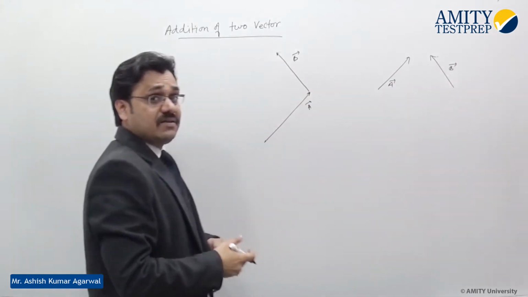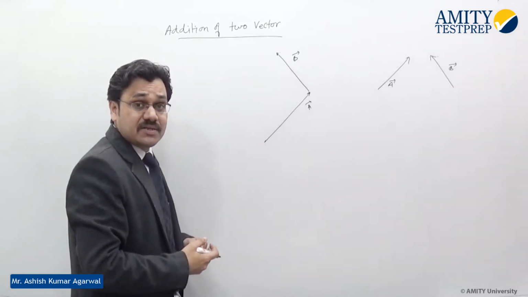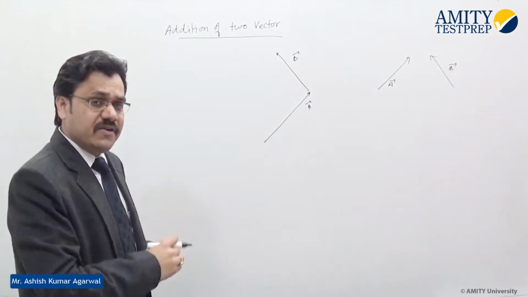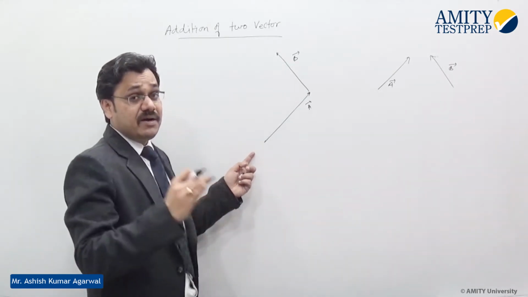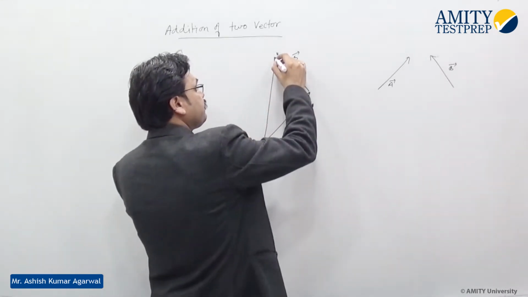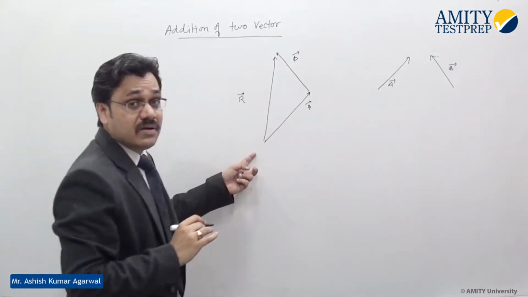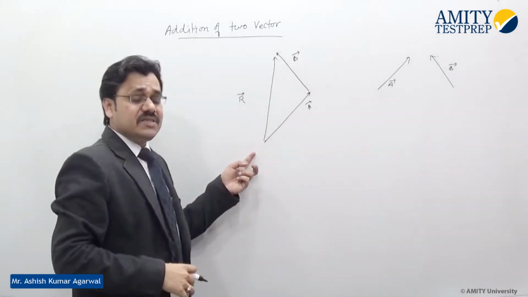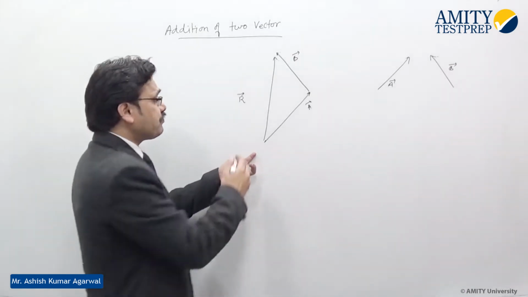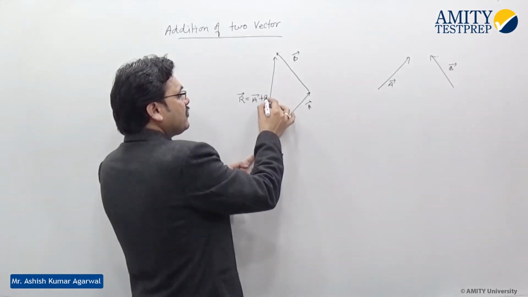Now if you want to add these, the resultant of these two vectors is given by a vector which starts from the tail of the first and ends at the head of the second. It means this one, this R vector, which we have already discussed is a vector quantity because it has certain magnitude and a direction. It is given by the addition of vector A and vector B.